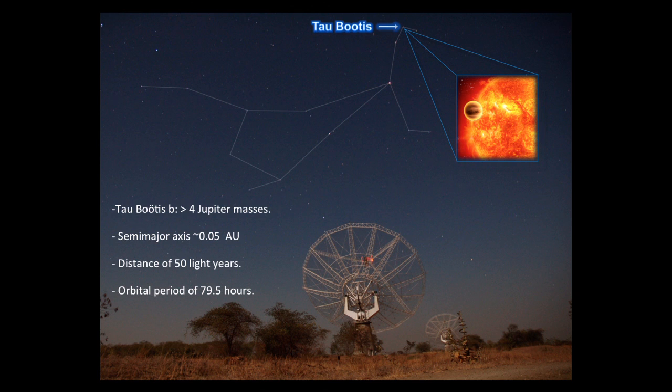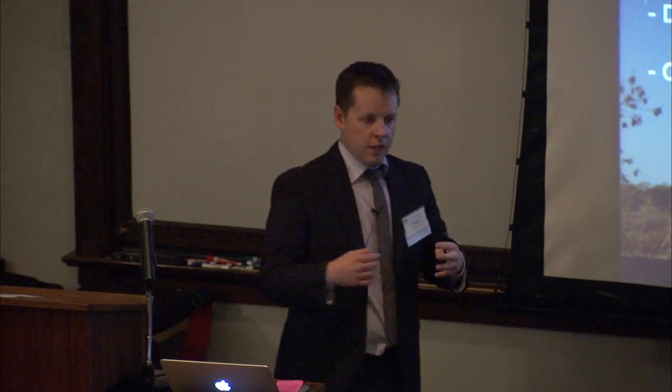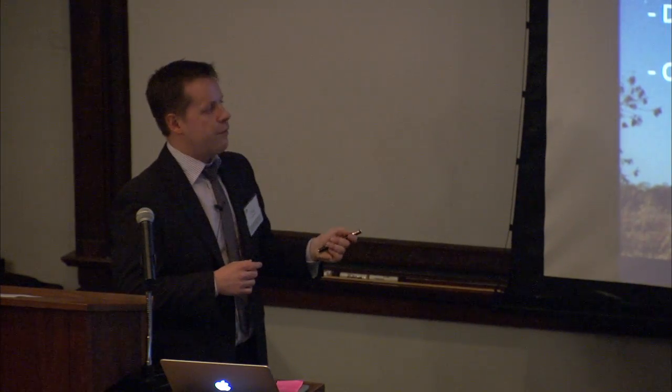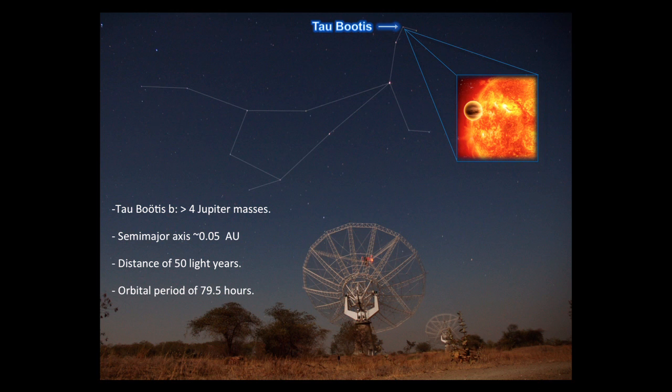I show here a lower limit on its mass. That's actually now much more well-constrained. It's very close to its parent star, 20 times closer than Earth is to its parent star. And it's very close by at only 50 light years. It orbits its star every 3.5 days. However, it's so close to its parent star that it has become tidally locked. Therefore, its day is also 3.5 days.